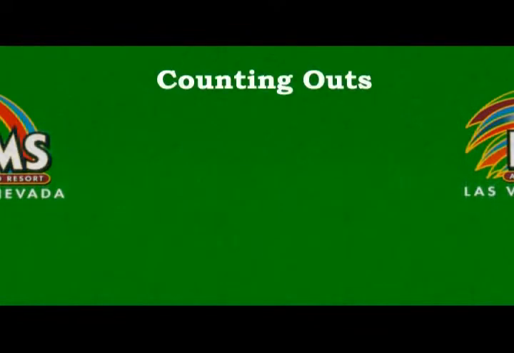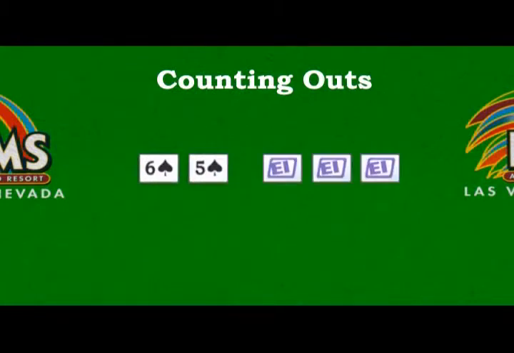Here's an example of counting outs. Suppose my hand is the 6 of spades, 5 of spades. The flop comes down Queen of spades, 3 of diamonds, 7 of spades. In this case, my hand has almost no chance of winning unless it improves. If it does improve, I have a very good chance of winning.